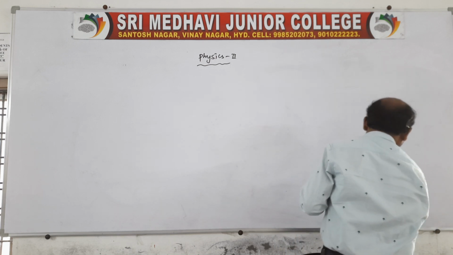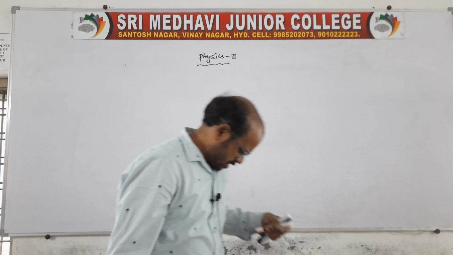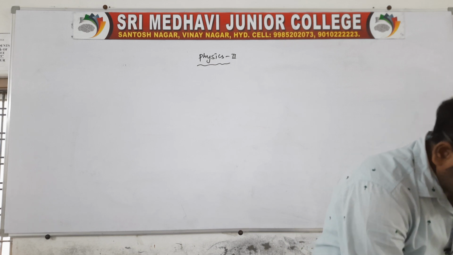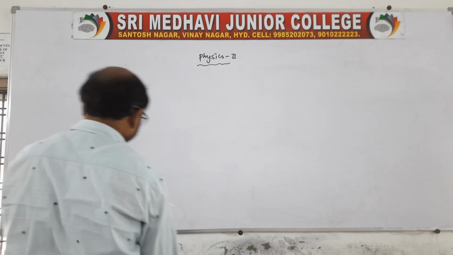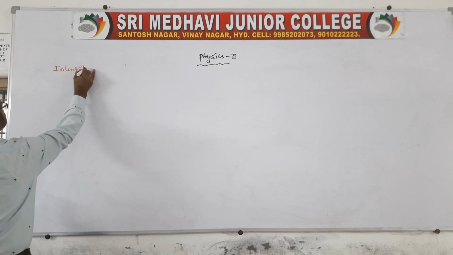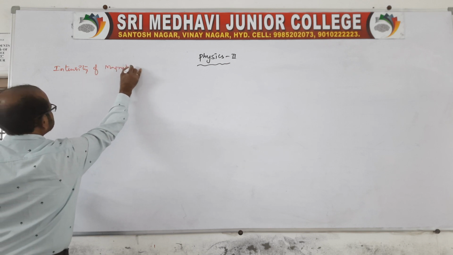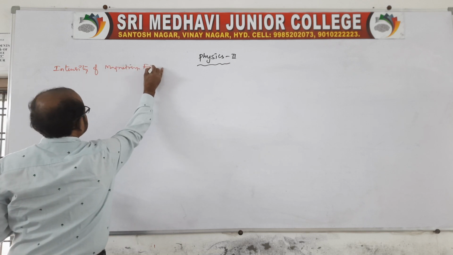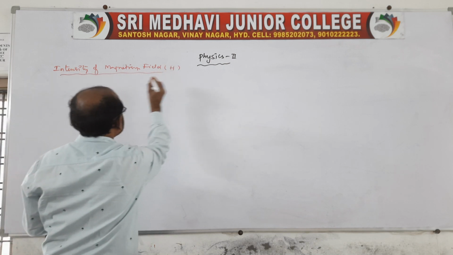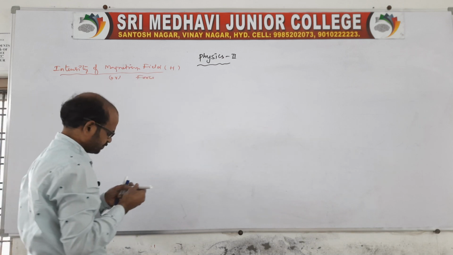Sir, what are the important definitions? First important definition, actually I'll tell you about the first one, that is intensity of magnetizing field. Side heading is intensity of magnetizing field, capital H. Intensity of magnetizing field, or we can also call it magnetizing force, capital H.